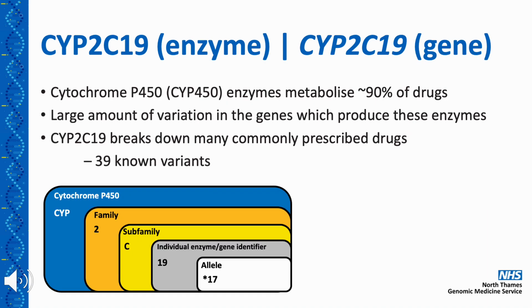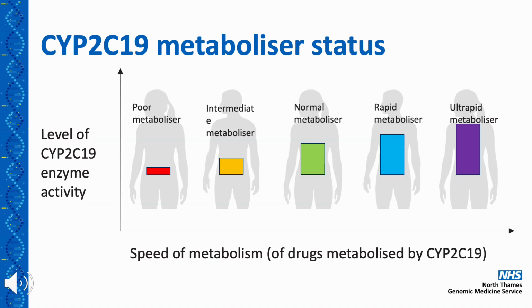The cytochrome P450 or CYP450 enzyme family are a group of liver enzymes responsible for metabolizing around 90% of drugs. CYP2C19 is one of the members of the CYP450 family and metabolizes a range of commonly prescribed drugs. As with other CYP450 enzymes, there is a large amount of genetic variation in CYP2C19 and there are 39 known variants. This diagram shows the different CYP2C19 metabolizer groups and how their level of CYP2C19 enzyme activity on the y-axis relates to the speed of metabolism of drugs metabolized by CYP2C19 on the x-axis.